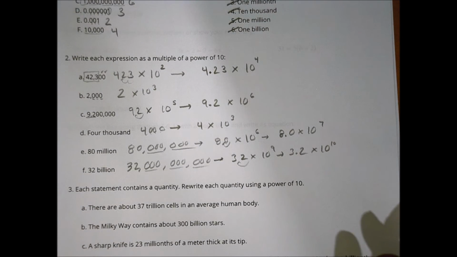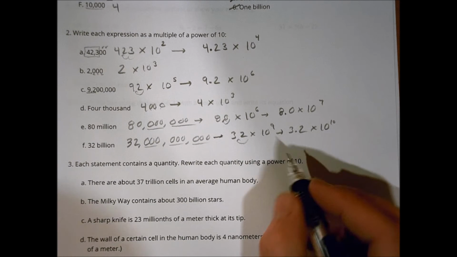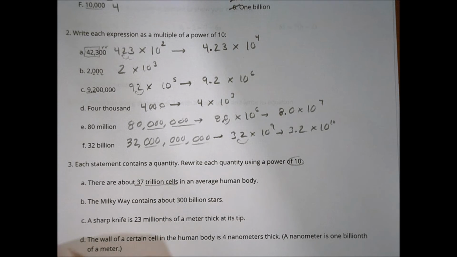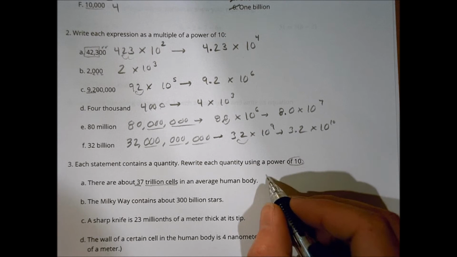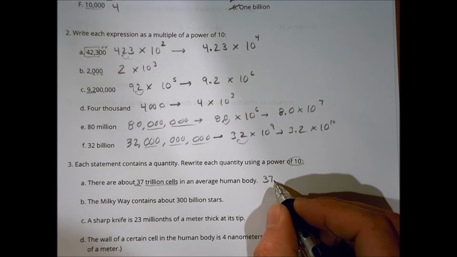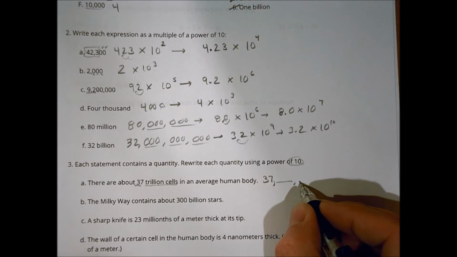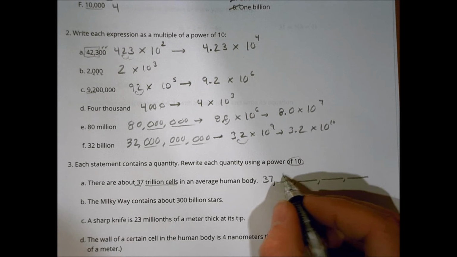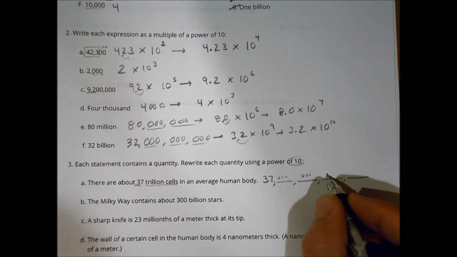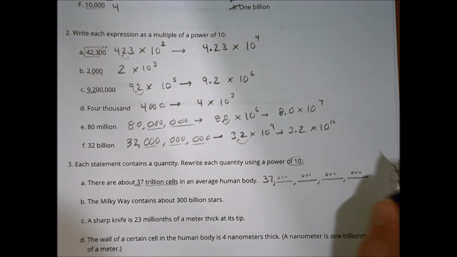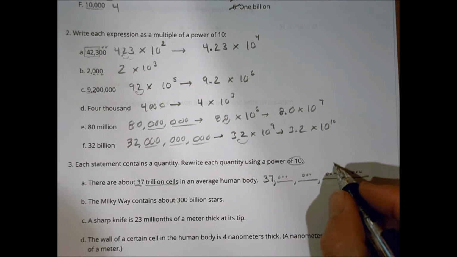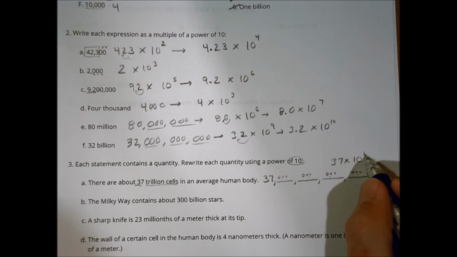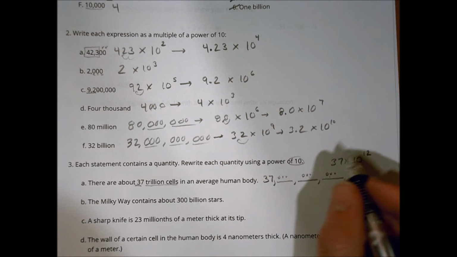Alright. Each statement contains a quantity. We wrote each quantity using a power of 10. There are about 37 trillion cells in an average body. Okay, so trillion. So you have 37 and trillion. So trillion, after trillion is billion, million, thousand, hundreds, right? And all these are zeros that go in there. So as a power of 10, this first one would be what? 37 times 10 to the 3, 6, 9, 12th power. Again, I could put that as 3.7 times 10 to the 13th if I wanted to, but we'll leave it like that.